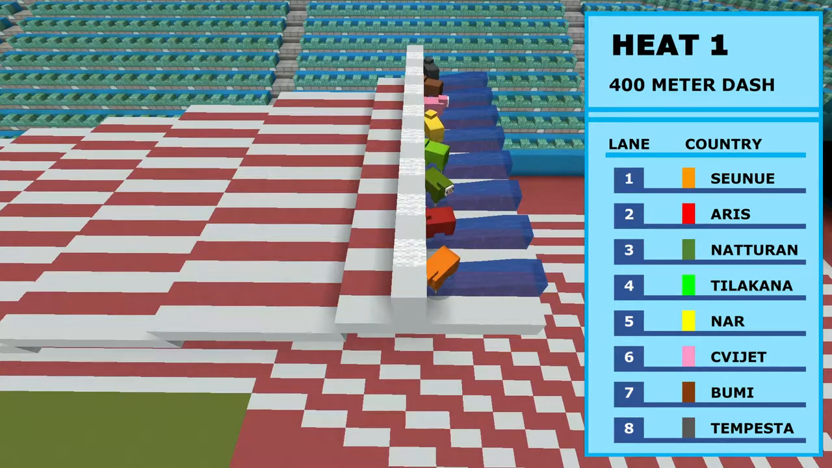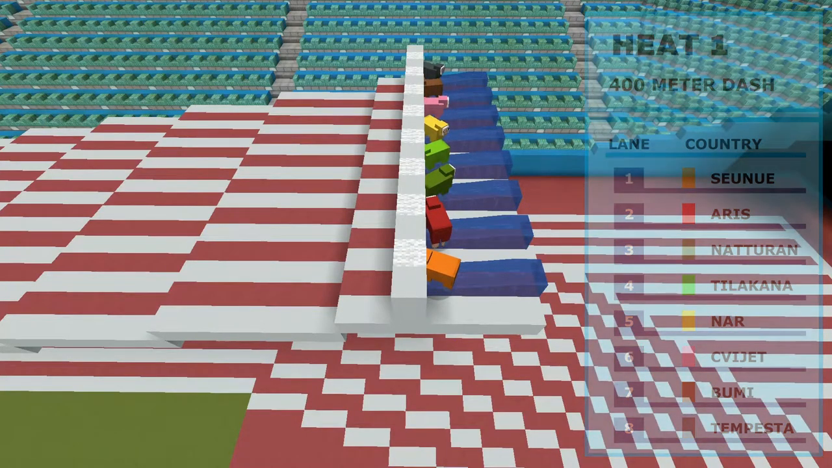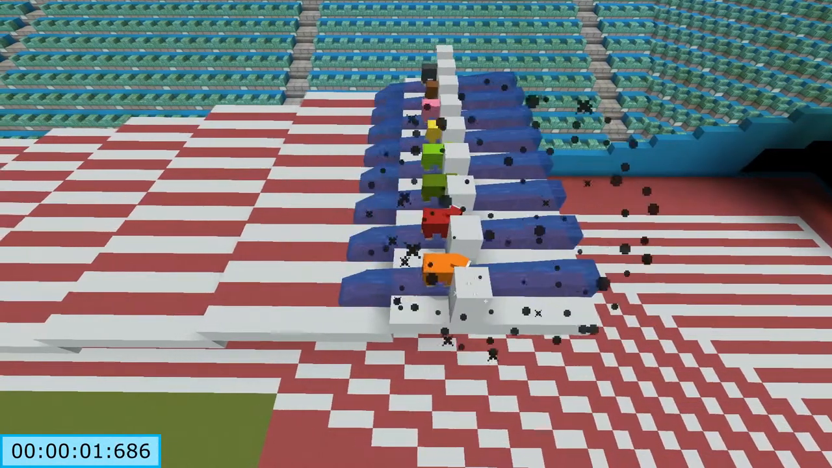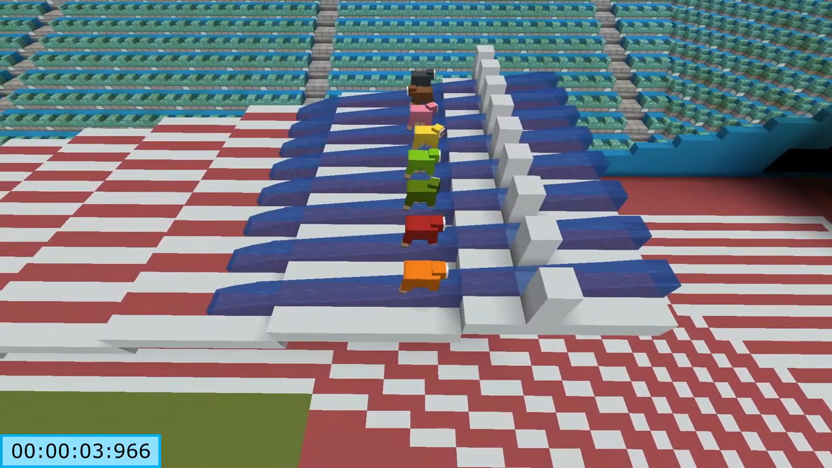We have the lane, Sanu, first lane at the bottom of the screen. Moving up is Aris, Naturan, Tilakana, Naris, Viet, Bumi, and Tempest in the first heat. The semifinal heat, no one. And there we have it. They're off. All eight nations competing.